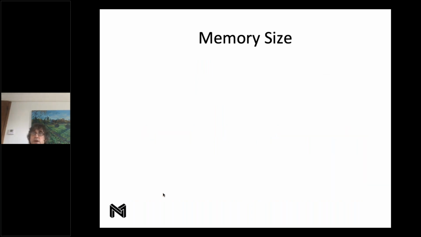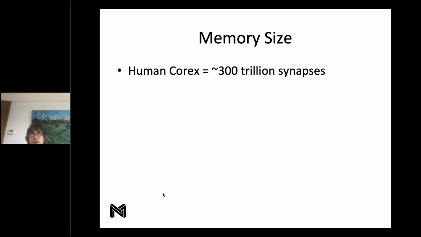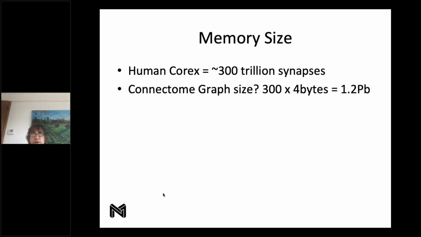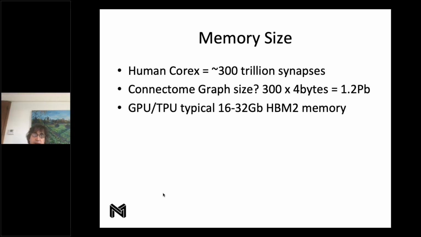So that was compute. What about memory size? Well, the human cortex has about 300 trillion synapses. If you think of that as a graph, just as a minimal representation of a graph, that comes out to be about a petabyte of memory. The typical GPU or TPU has 16 to 32 gigs of HBM2 memory. So your brain is about a petabyte, and this is about 16 gigs, right?